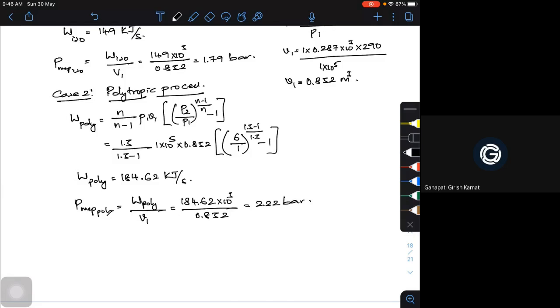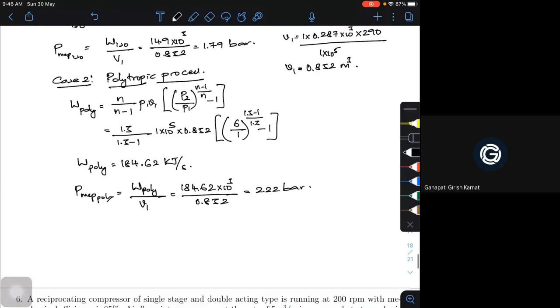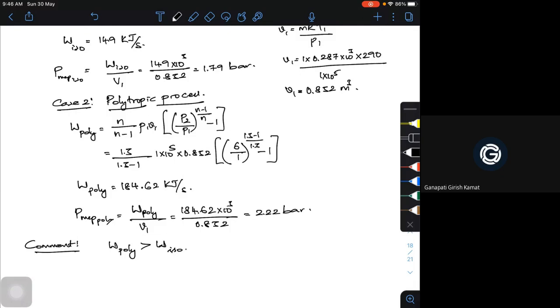Now, if you try to look at it, what we can comment is that work done in a polytropic process is greater than work done in your isothermal, which we already studied. We are able to get the improvement in terms of numbers. So 184.62 is greater than your 149. Even the pressure in a polytropic process, I'm going to reach a higher pressure. Whenever I go for a higher pressure, definitely there will be an increase in the temperature also. That penalty also we need to find.